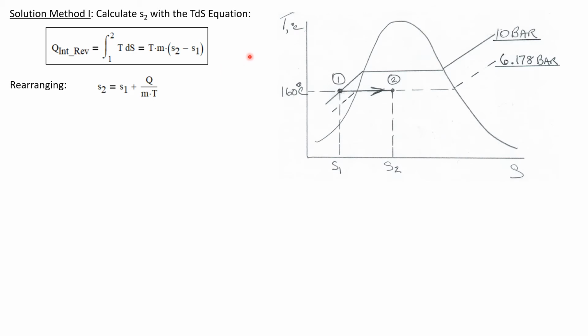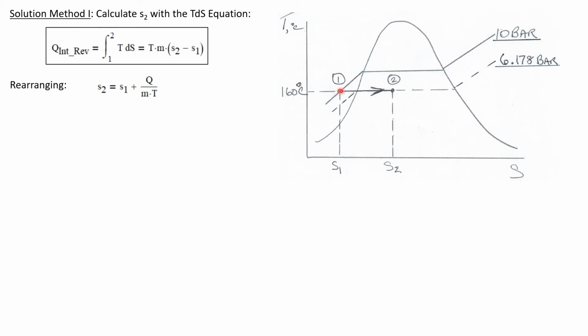Let's plot this on a TS diagram. State 1 is given at 160 degrees C, and it's at 10 bar. And so I'm going to plot that on the TS diagram on this 10 bar line. And at 160 degrees C, we find out that this is a subcooled liquid, because at 160 degrees C, the saturation pressure is 6.178 bar. This state's pressure is higher than that, so it is the subcooled liquid.